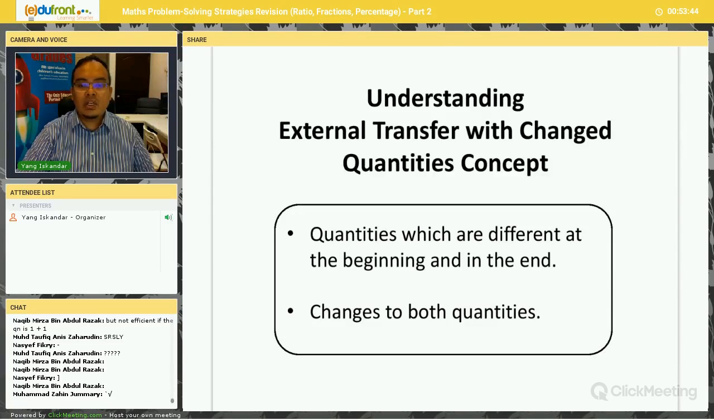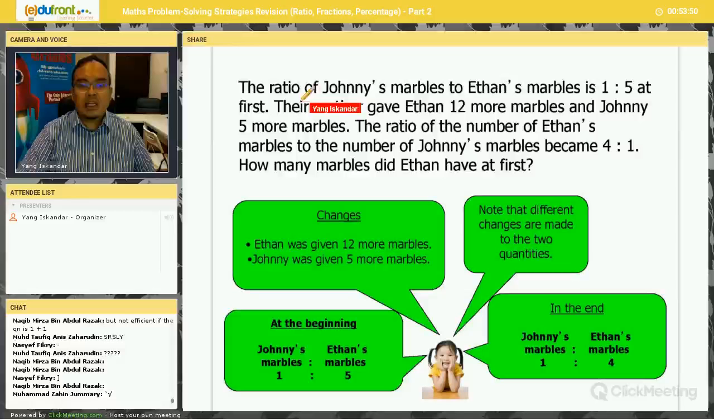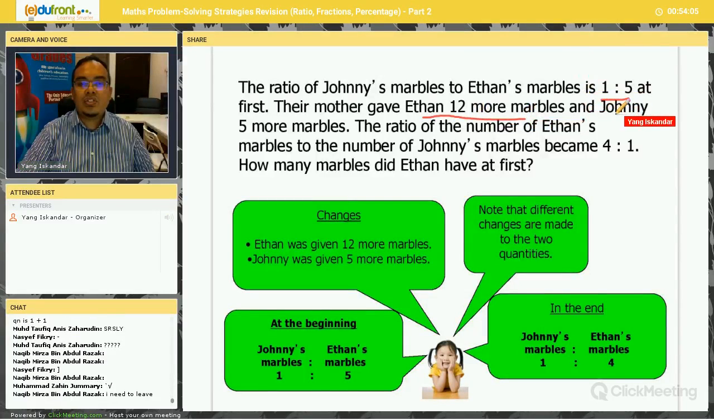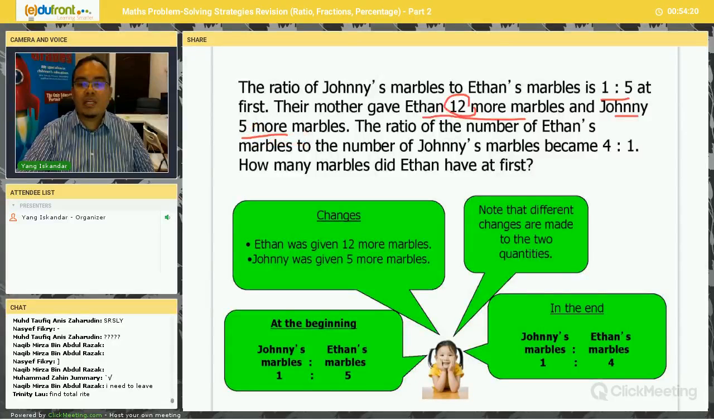So you can see here in this strategy, quantities are different at the beginning and at the end, and it involves changes to both quantities. The ratio of Johnny's marbles to Ethan's marbles is 1:5. So this is the before ratio, 1:5. Their mother gave Ethan 12 more marbles and Johnny 5 more marbles. So you can see here it is different. Ethan was given 12 more marbles and Johnny was given 5 more marbles.